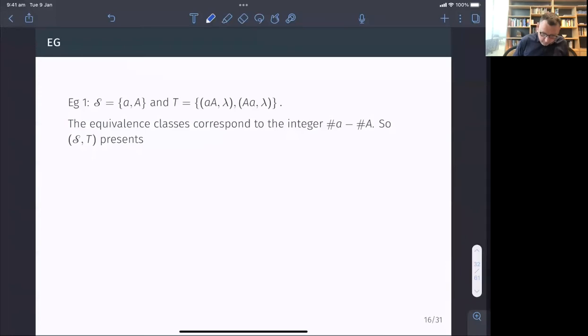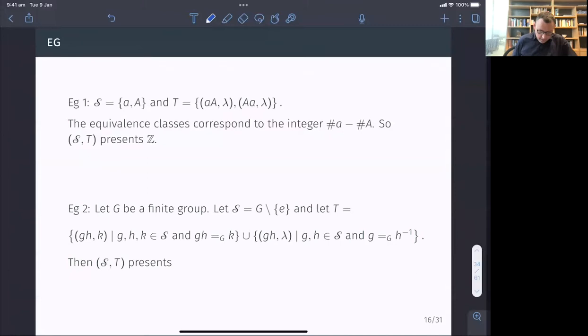So in this example, where the only rules are a big A next to a little a cancels, each equivalence class corresponds to the integer: the number of little a's minus the number of big A's. So this rewriting system actually presents the integers.